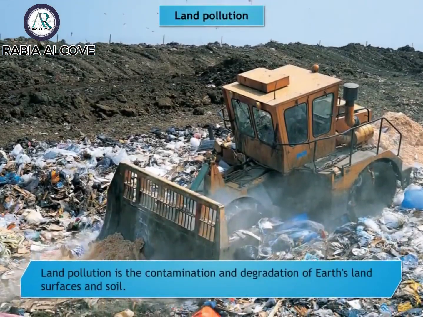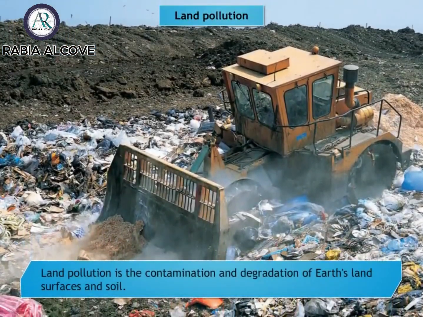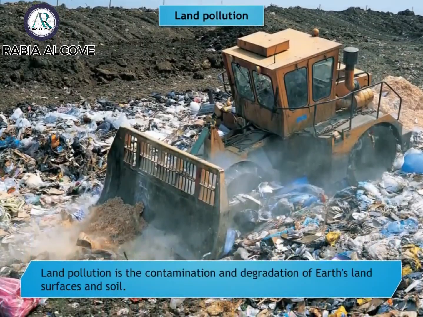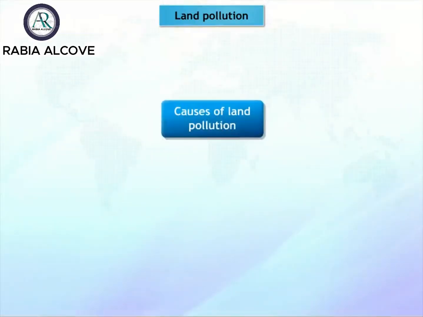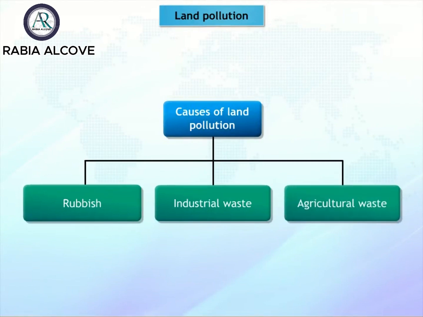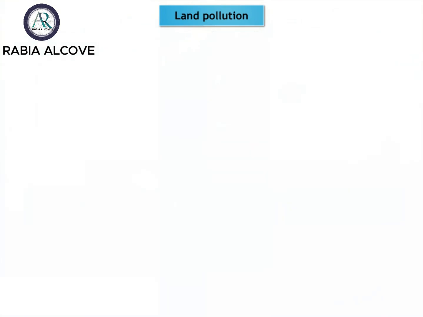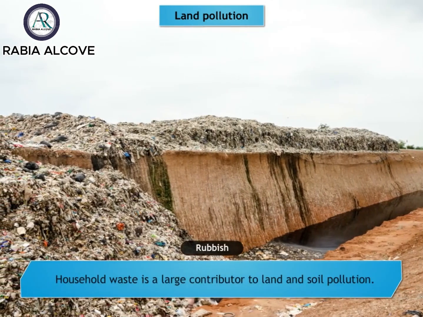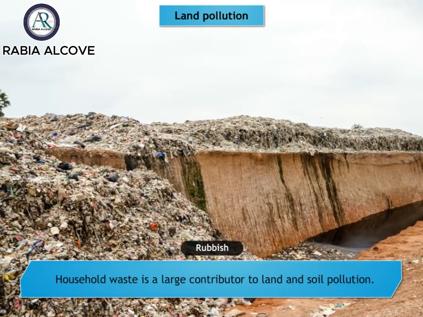Land pollution is the contamination and degradation of Earth's land surfaces and soil. There are several causes of land pollution. They range from everyday rubbish to industrial and agricultural waste. Household waste is a large contributor to land and soil pollution.